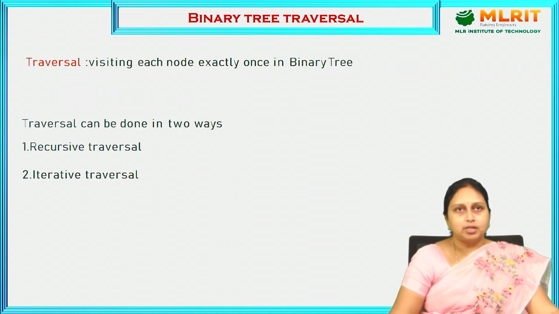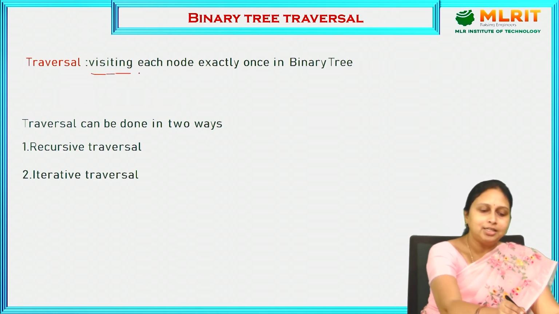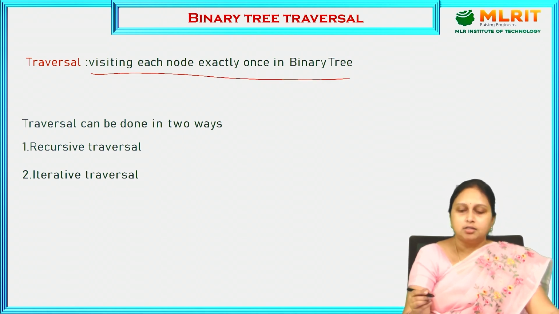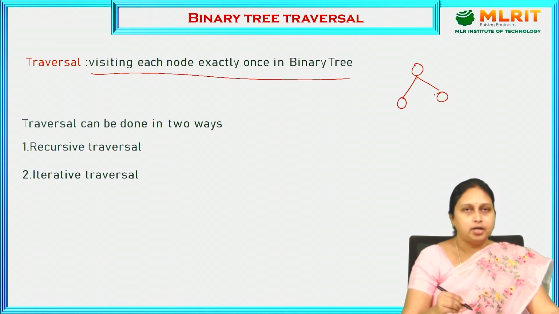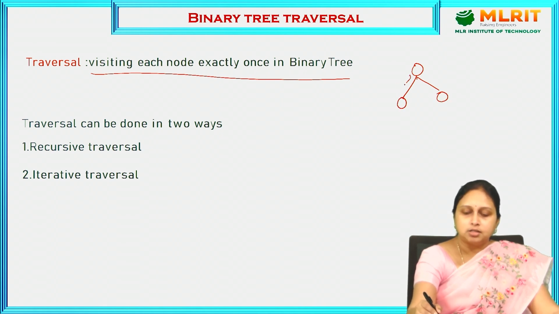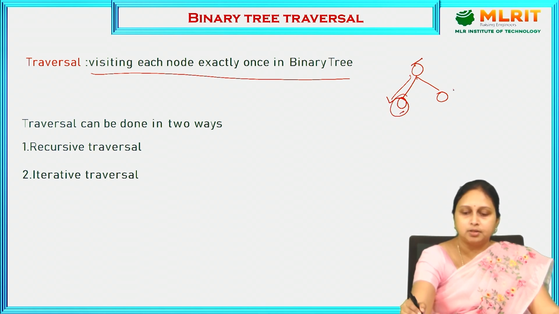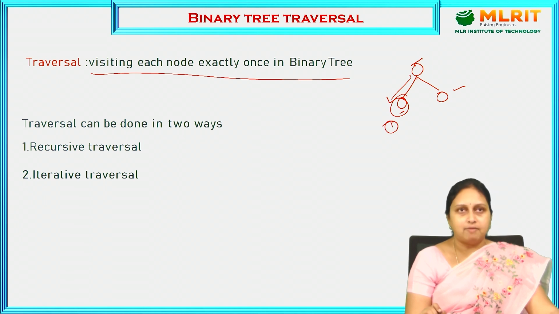Let us go for what traversal is. Traversal is nothing but visiting each node exactly once in a binary tree, right? Suppose I am going to have a tree, and in this I am going to visit a particular node. Visiting each node, any of the nodes, we need to visit that node exactly once. That is nothing but a traversal.